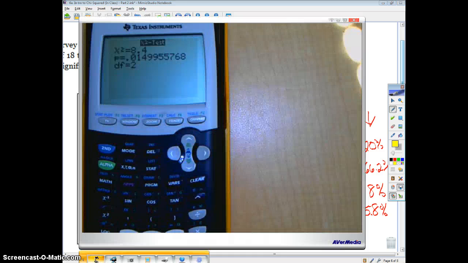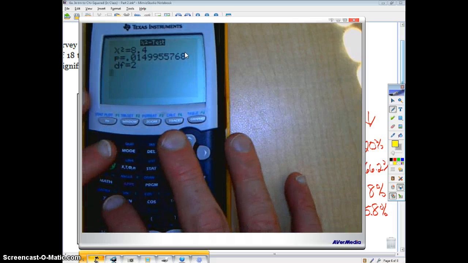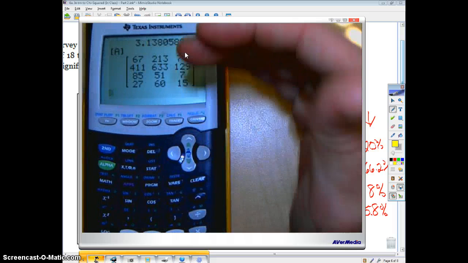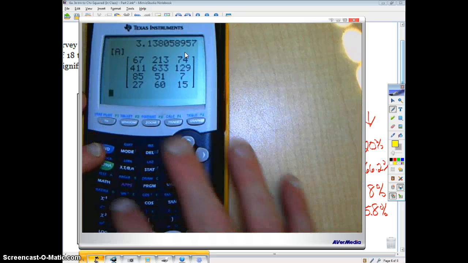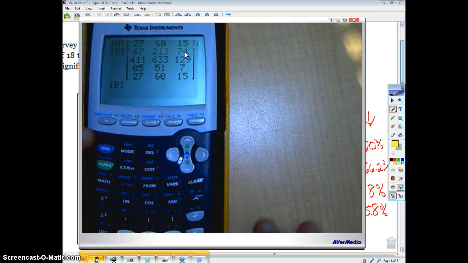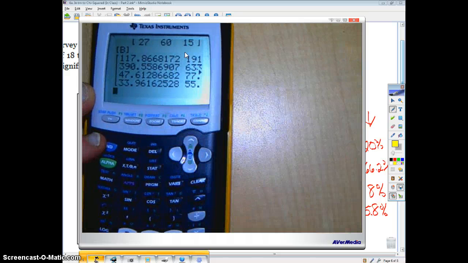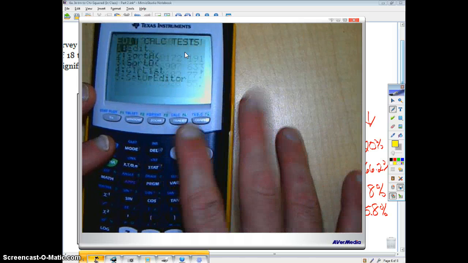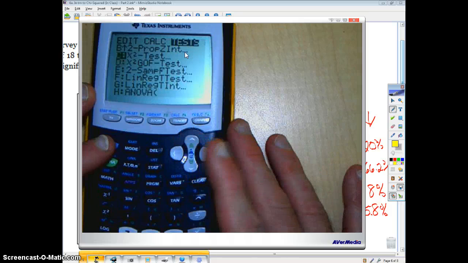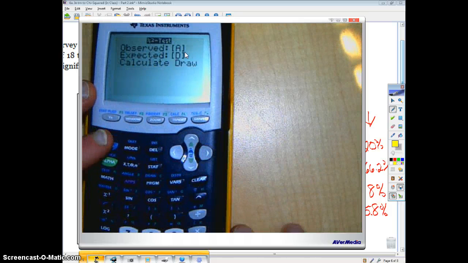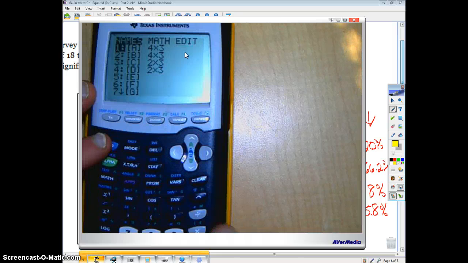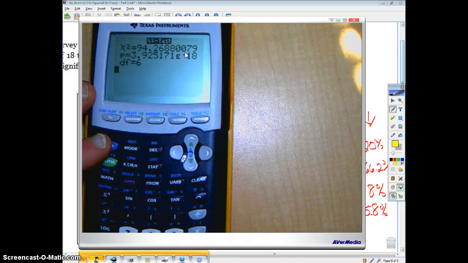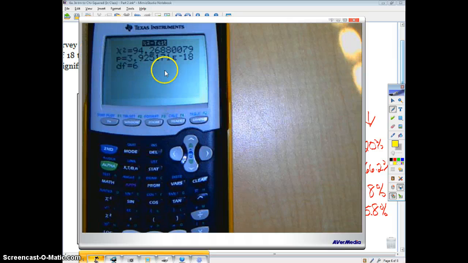So I plugged in all of my numbers into my matrices, and here you can see, here's the observed, okay? Here's my expected, and those are the exact numbers, whereas close enough. Okay, so now stat, test, chi-squared test. Okay, and here we get scientific notation in our p-value.